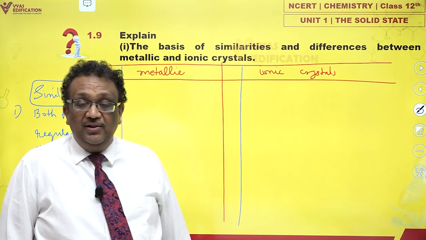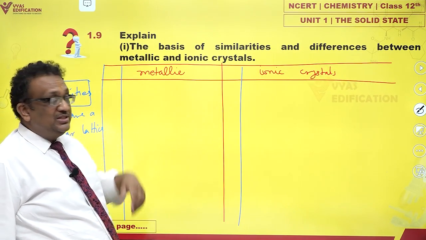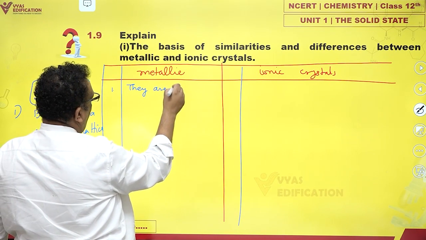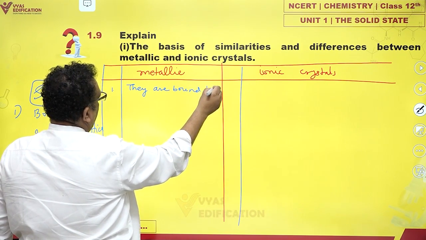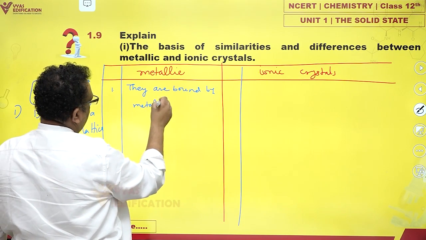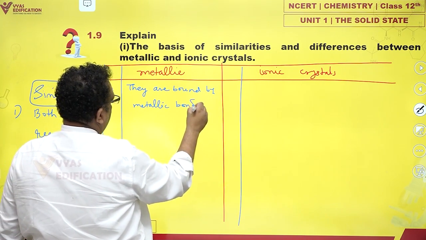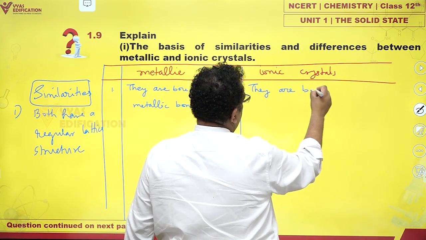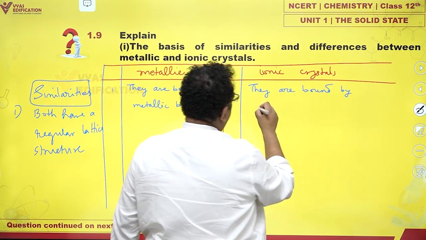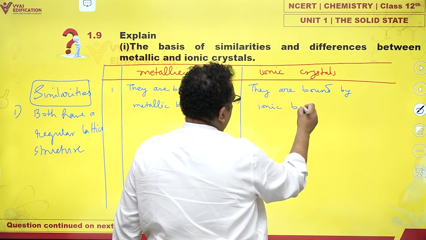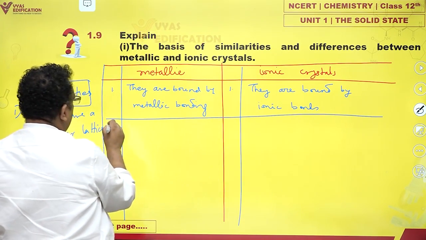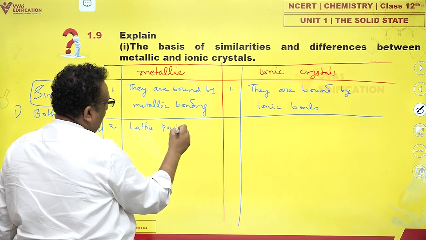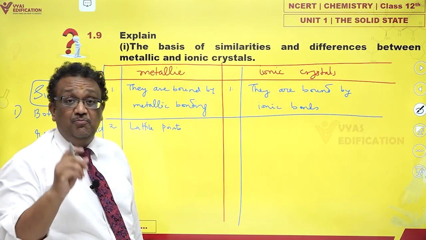Anything else? A very obvious distinction is that metallic crystals are bound by metallic bonding, and ionic crystals are bound by ionic bonds. Then lattice points. And lattice points in metallic crystals are metal atoms.